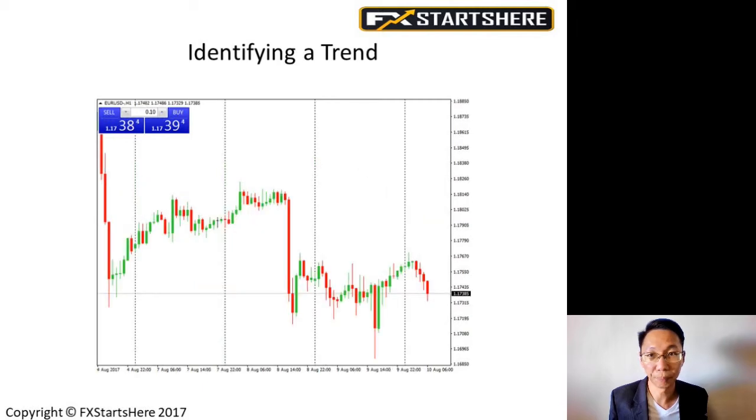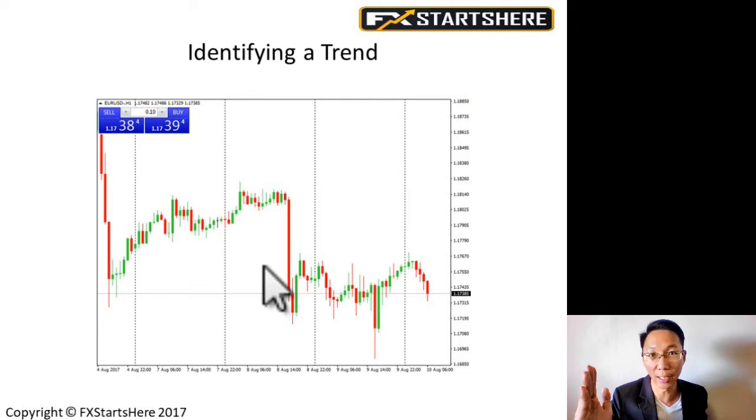Next chart. So here's another example. This one's slightly more clear cut. I think most of you can agree that this one will probably be a downtrend. But same thing, the first answer that comes into your mind, that's the correct answer.